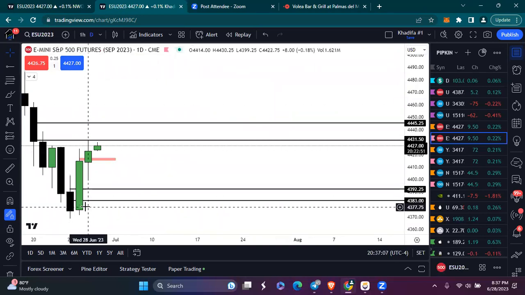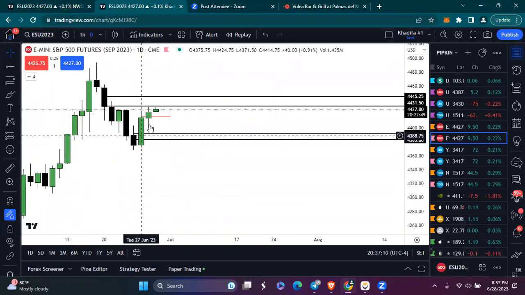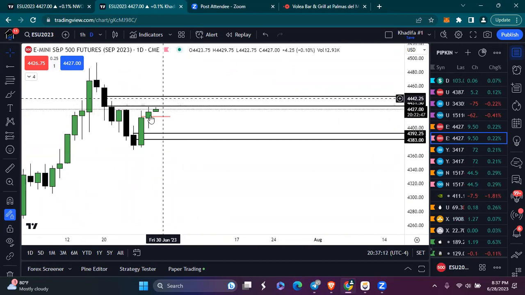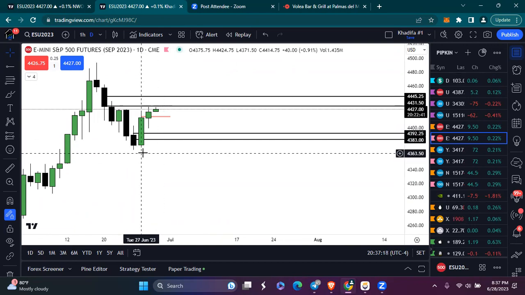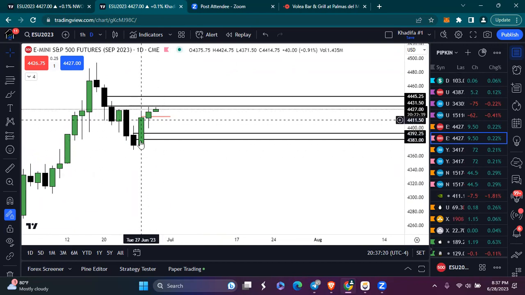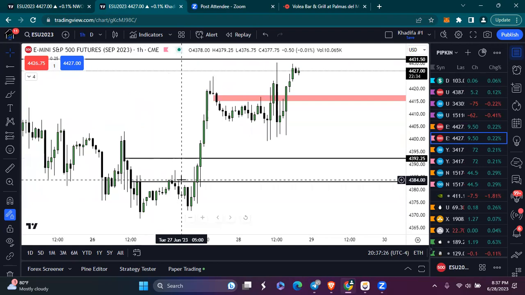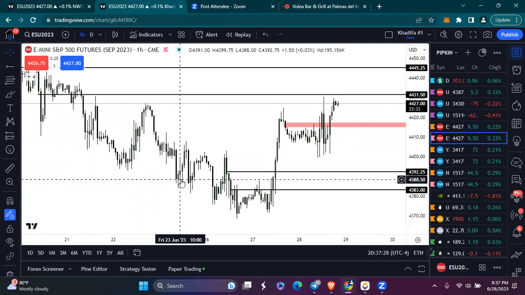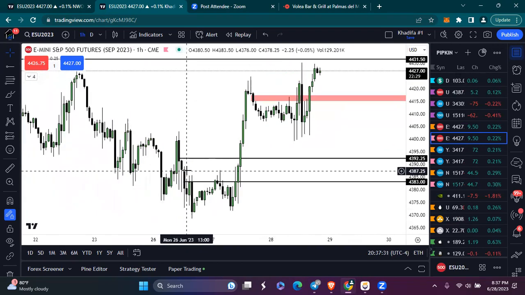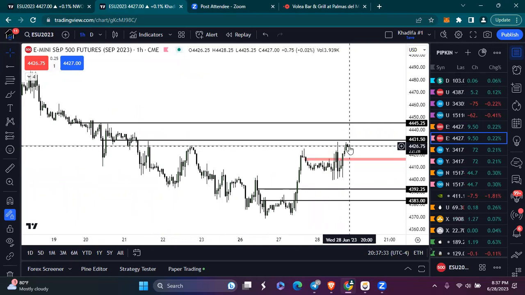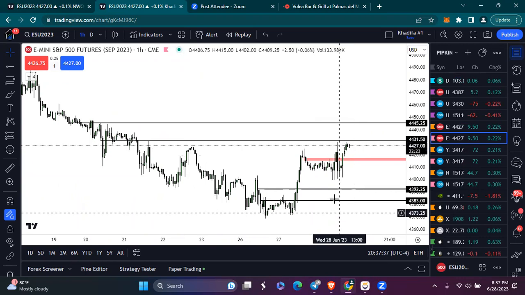That would be the daily PD array. So this is a weekly premium array, and this down here is a daily from yesterday's price action, price range. So that's what I'm gearing up for. That's what I'm suiting up for ES, to see if we get that reaction off of that lower weekly PD array.